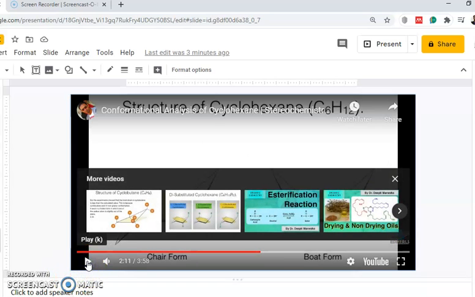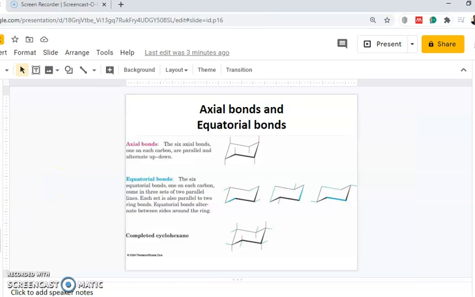So what this explains is there are two types of bonds. You can see there are axial as well as equatorial bonds. There are 6 axial bonds as they explained in the video, and these axial bonds are perpendicular to the plane, while the equatorial bonds are somewhat parallel to this plane. And this is a complete cyclohexane having both equatorial as well as axial bonds.